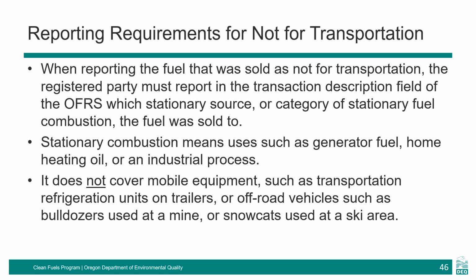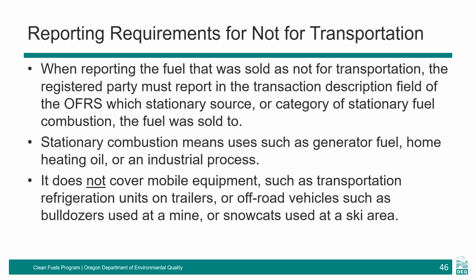Here we're going to cover how fuel not used for transportation purposes, such as for stationary sources like generators or for heating oil or industrial processes, is reported. When fuel is sold for these purposes, the reporting entity must state the stationary source or category of fuel combustion in the transaction description field of OFRS when they're entering the transaction. This classification ensures that the fuel is not mistakenly included in the transportation-related emissions and credit calculations.